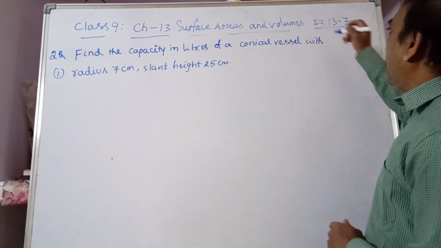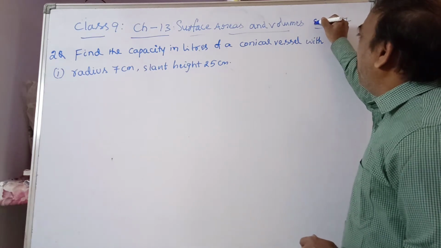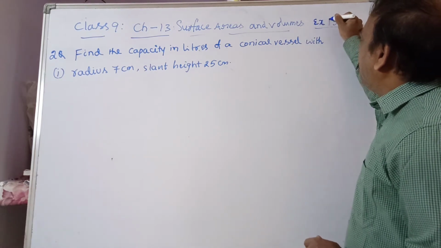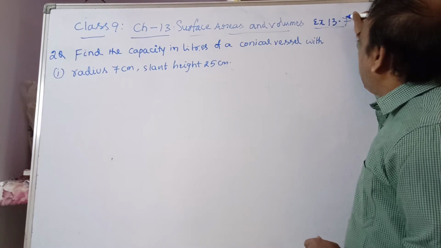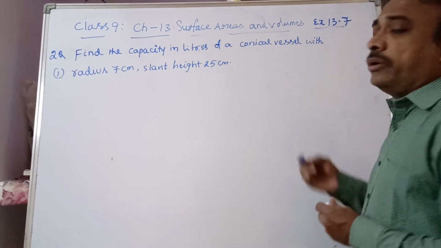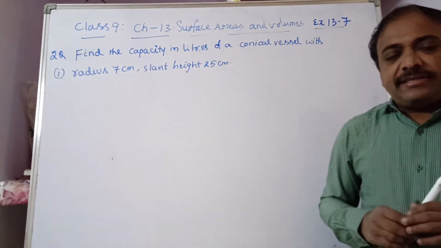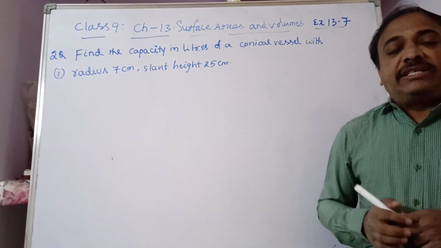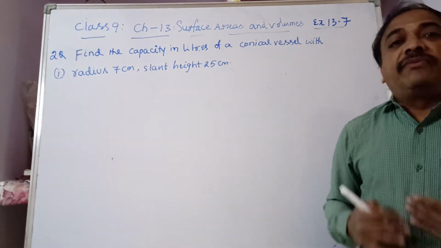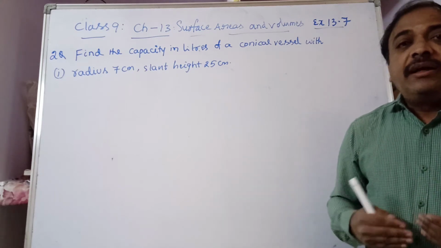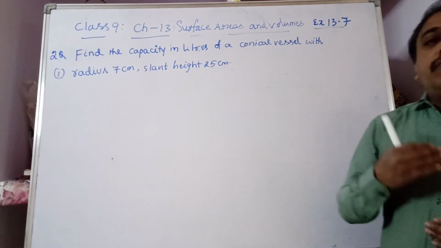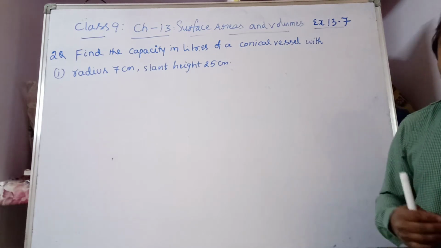So cone, that is Exercise 13.7. What is the volume of the cone? The volume of the cone is 1 by 3 pi r square h, 1/3 of the volume of the cylinder.